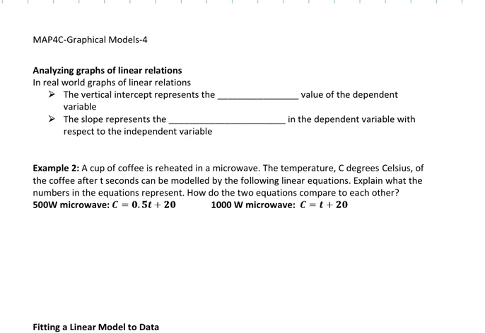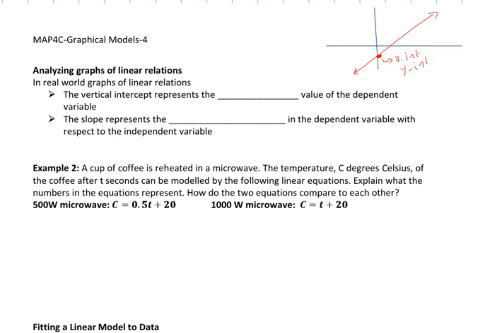In real-world graphs of linear relations, the vertical intercept represents the... So when I talk about vertical intercept, I'm talking about the y-intercept. Okay, so if I have a line, this is going to be your vertical intercept, or otherwise it's called y-intercept. What does your vertical intercept represent in real life situations? What do we call it?